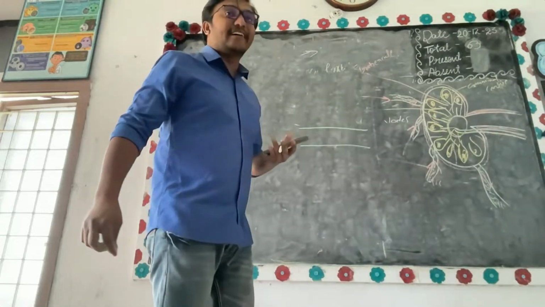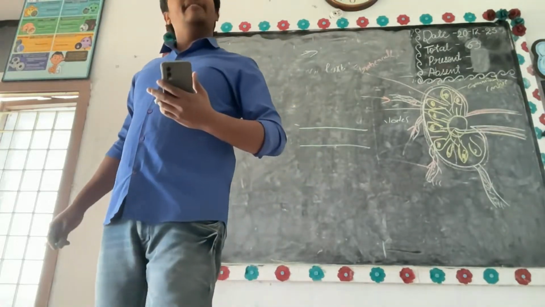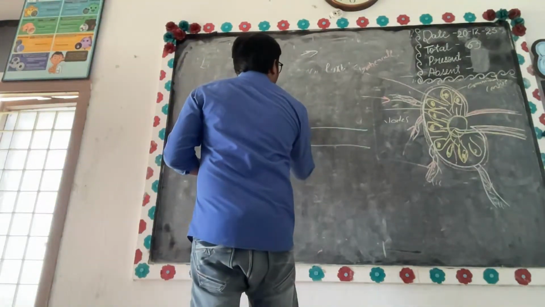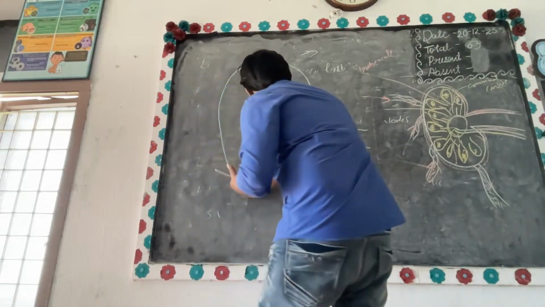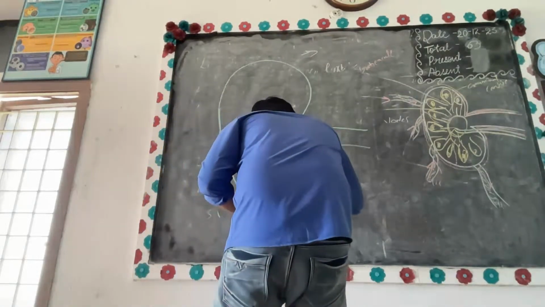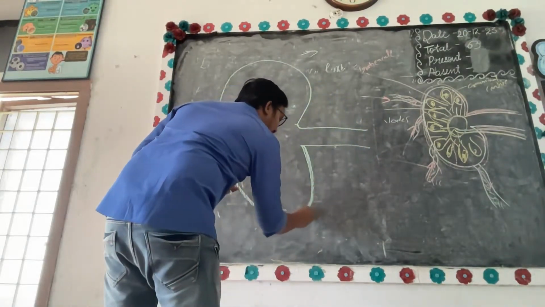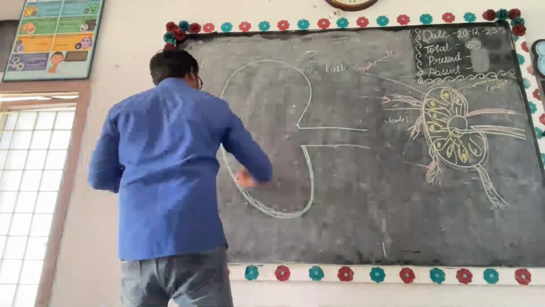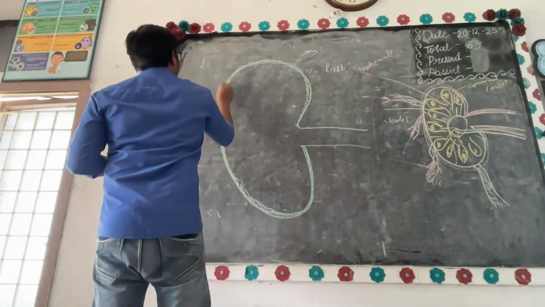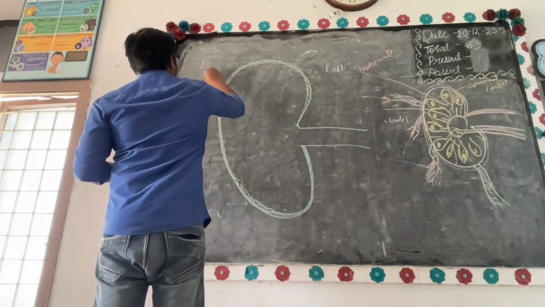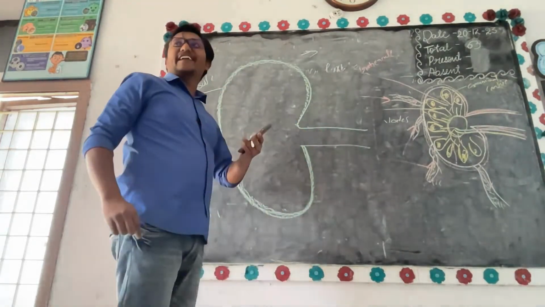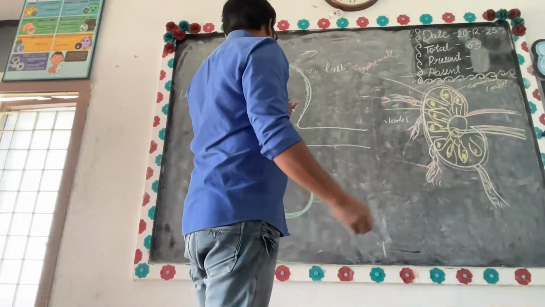This one is the efferent lymphatic vessel. Now this efferent lymphatic vessel is connected to a capsule. So this particular thing is called the capsule. Can I label it as capsule? Yes, sir. Capsule.